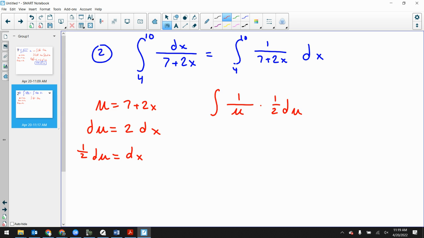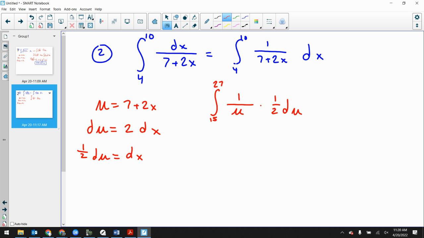I have to change my parameters, right? I have to change my a and b values because now that I've plugged in u, I need to change a and b going through u. So if I plug in 4, the bottom interval, what am I going to get? 7 plus 8 is 15. If I plug in 10, what am I going to get? 27. So I've got to change that into 15 and 27. And because this is a definite, it's going to allow me to not have to put x back in.